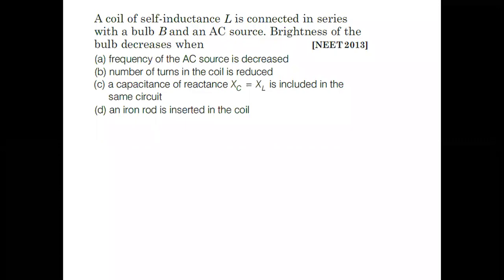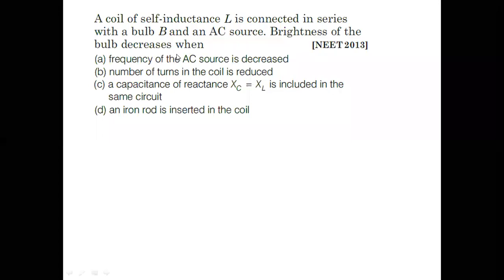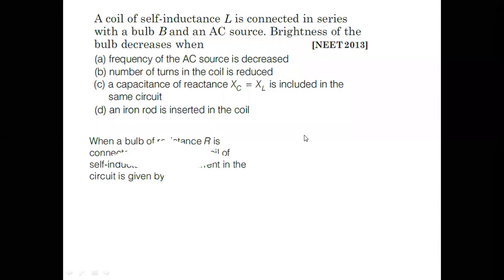So you have an RL circuit, that is, resistance and inductor. Brightness of the bulb depends on what? Brightness of the bulb decreases, what happens to the current value? We'll address it very systematically. Let me have an analysis.